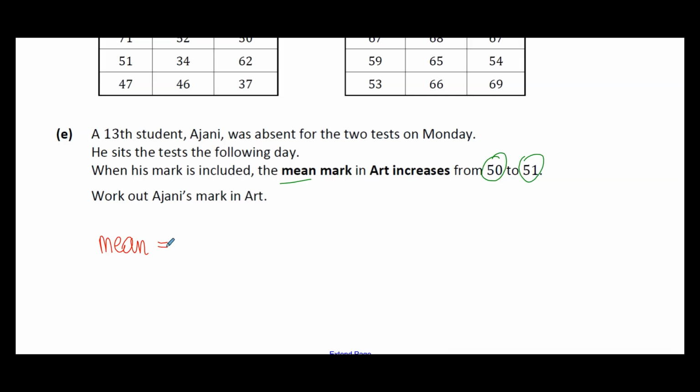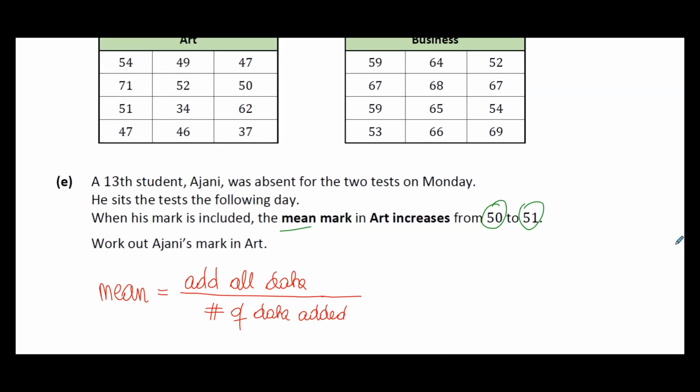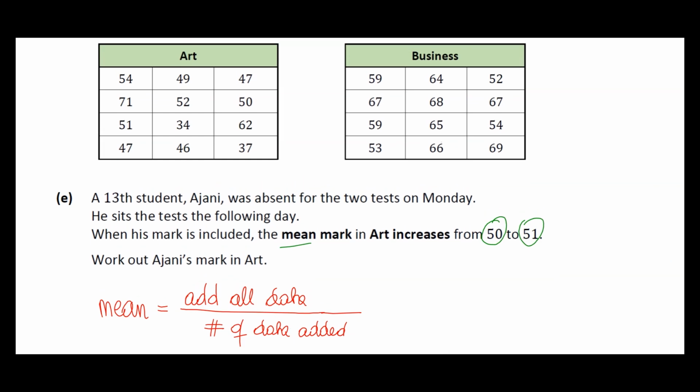For the mean, on top of the fraction, we add all the data. So all numbers that are given to us, we add them. And then we divide by the number of data added. So before Anjani took the test, the mean was 50. How did they get that 50 in art? That means all of these values were added.